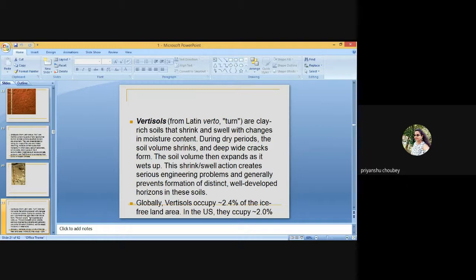Globally, vertisols occupy 2.4% of the ice-free land area. In the USA they occupy 2.0%.